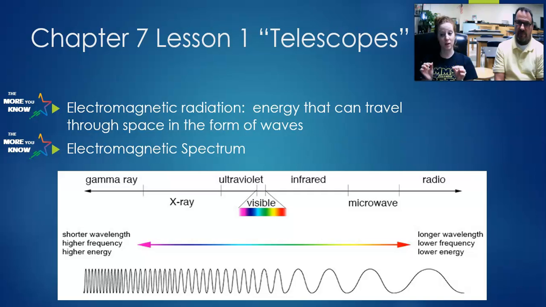So you need to know radio waves have the longest, gamma have the shortest, and you also need to know that light is a spectrum.